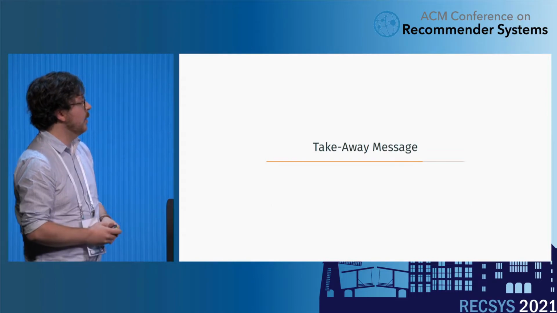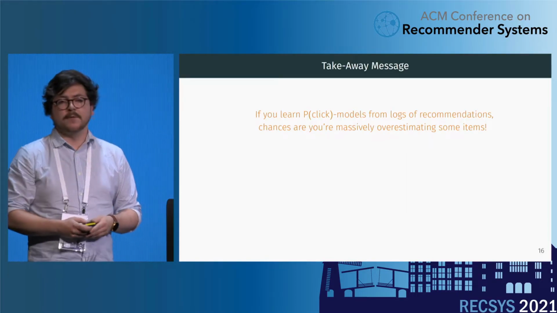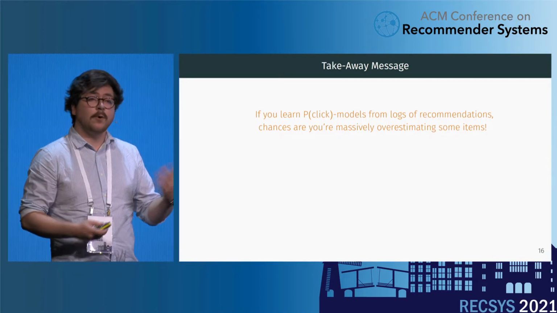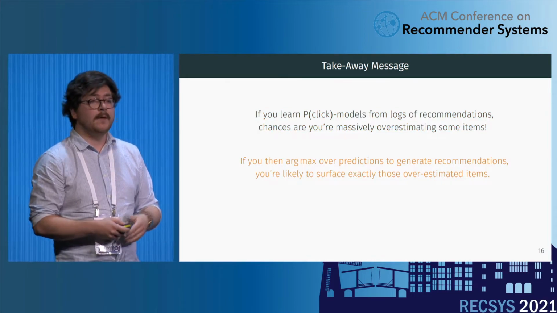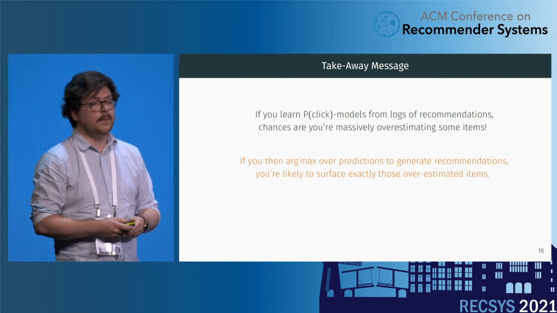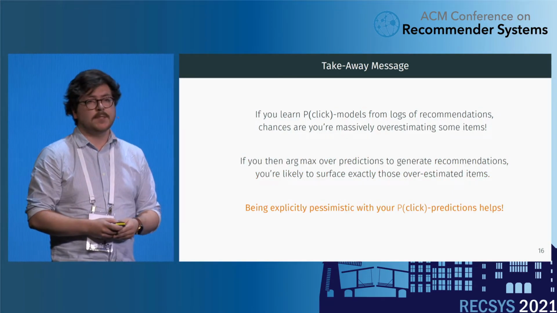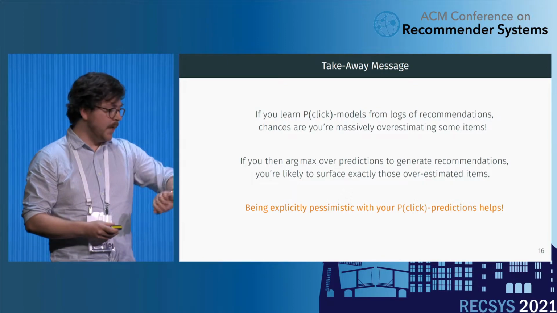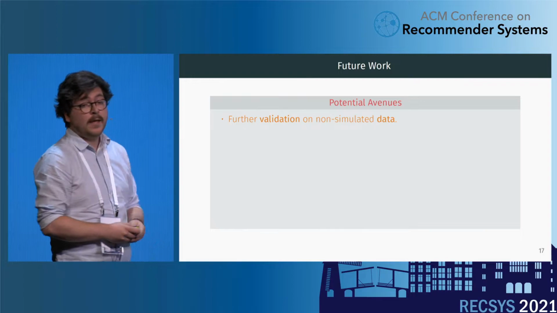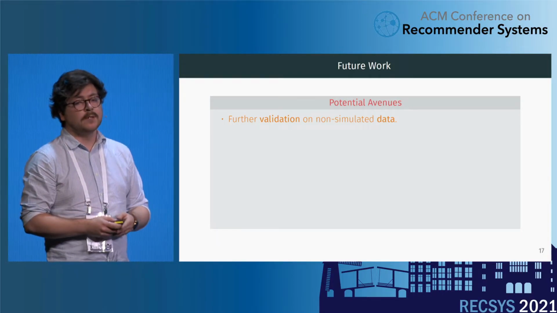Okay, so as a takeaway message, when you're going to learn a model for the probability of click on recommendations, there's a good chance that some items are going to be slightly overestimated. And then if you take an argmax, you're very likely to actually show these ones. But this really can be fixed by being explicitly pessimistic with your predictions. As future work, I believe there are many things we can do. First of all, it certainly would be nice to have some further validation that is not purely focused on offline data.